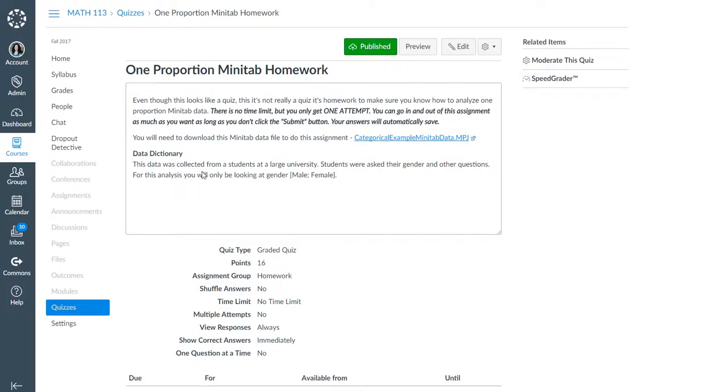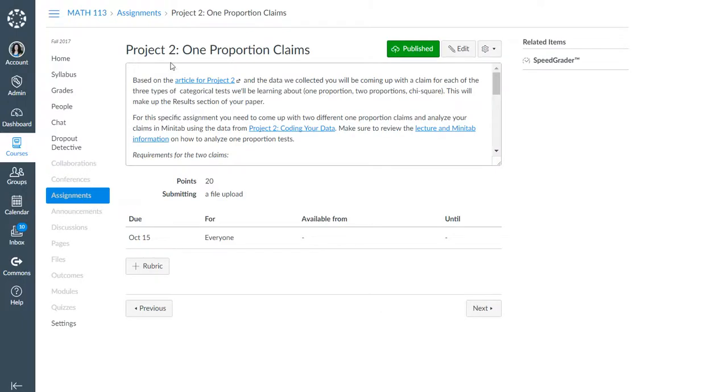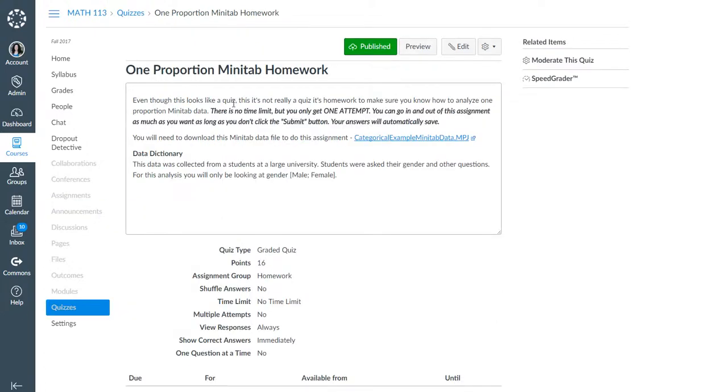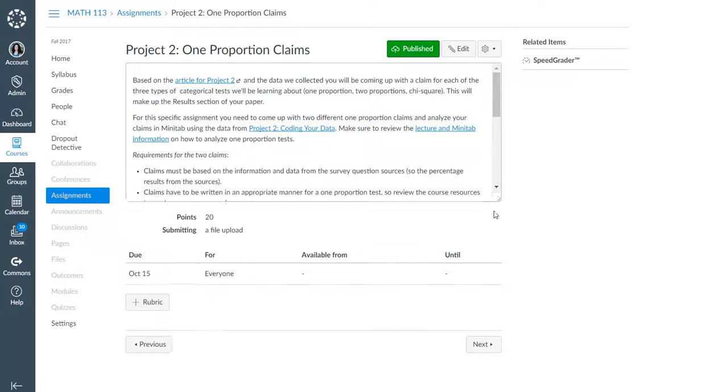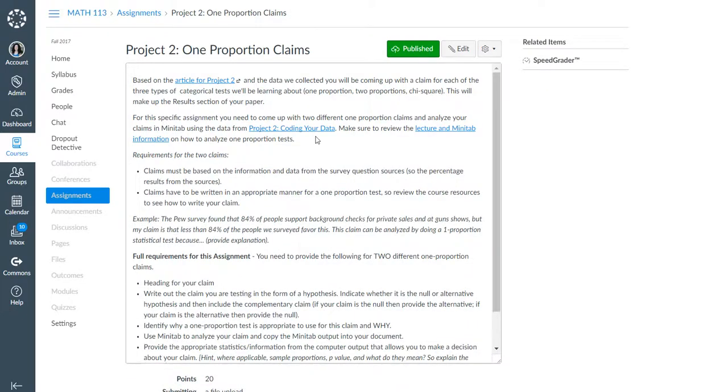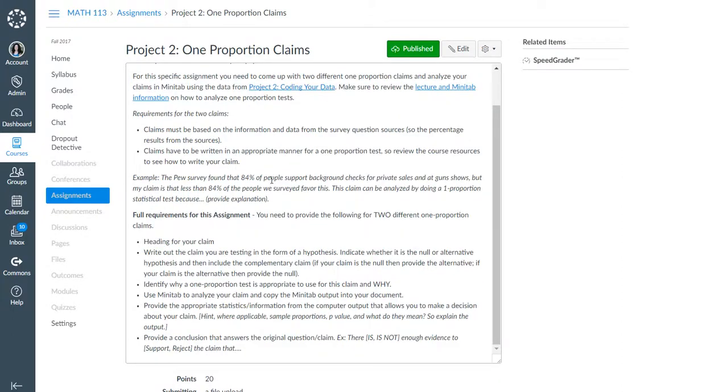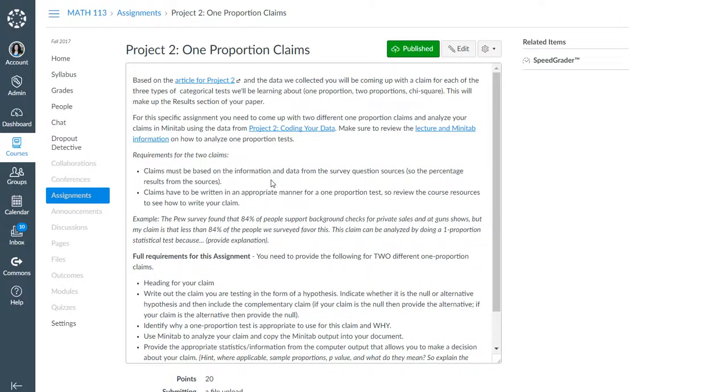I strongly suggest doing this before you do your Project 2 one proportion claims. Why? Because if you do this first, I then give you the answers, so you can check and make sure you understand what you're doing. That way, when you go to do this part, where you're actually using the data you collected for Project 2 and starting to analyze it, you have to come up with your claims. So make sure you read all of this, follow the directions, and if you have any questions at all, please, please, please let me know.